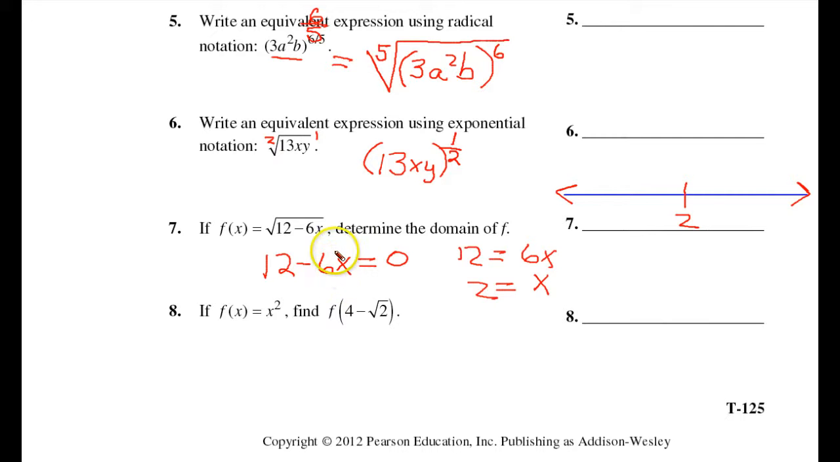Now if we make this a 3, negative 6 times 3 is a negative 18. So that would make this a negative 6 under the radical sign. So we know that 3 is not in the set. How about if we make it a 1? Well, negative 6 times 1 is negative 6, and 12 makes this a 6. So that would be... how about if it were a 0?